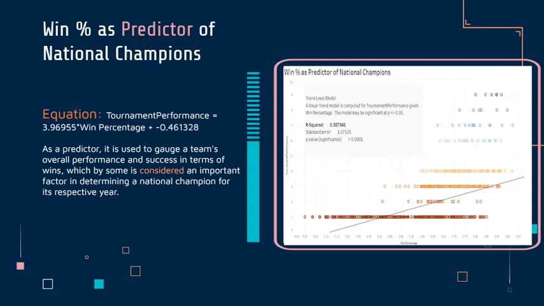And we actually had to calculate win percentage before we could make this data visualization chart, because the format that our CSV file came in just had games played and number of wins.